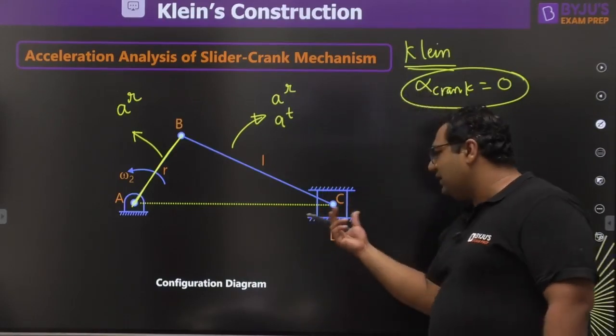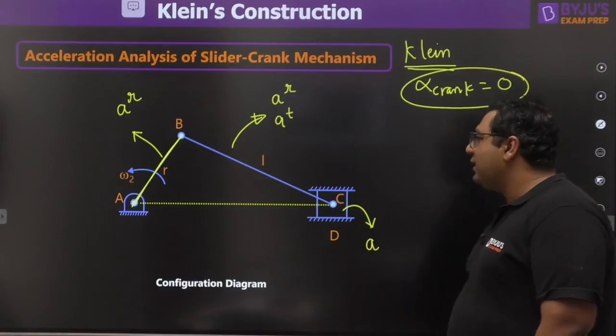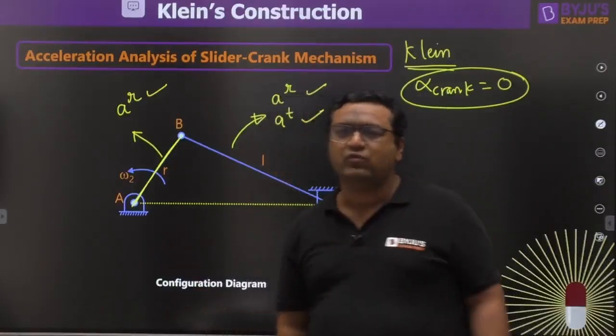And you know, slider is purely sliding motion, so it will be having only one acceleration. So my dear, as a total 1, 2, 3 and 4, total 4 accelerations would be there.